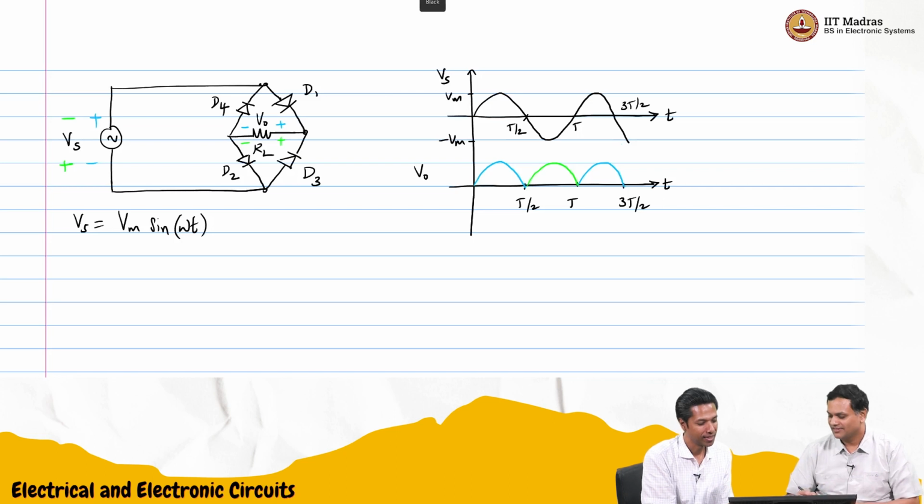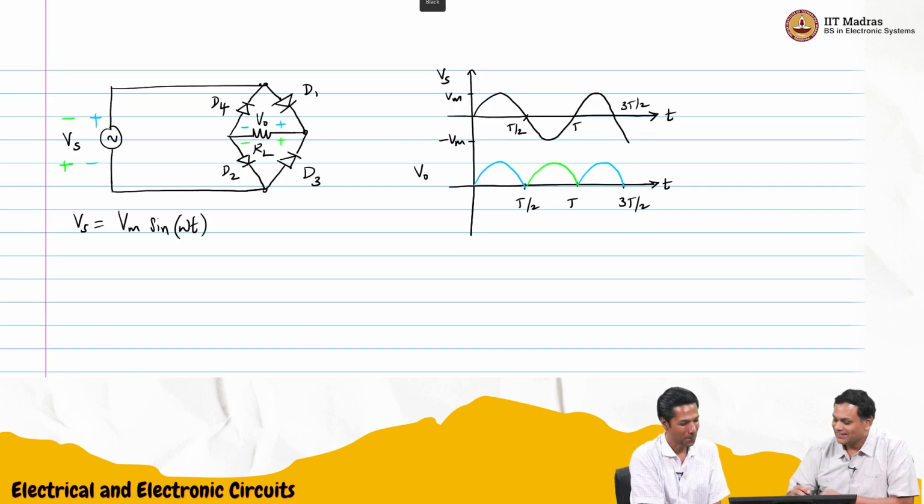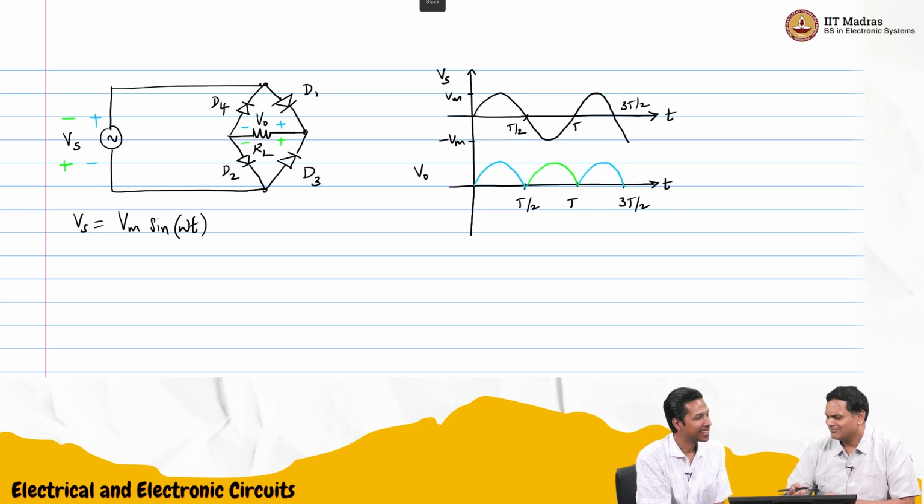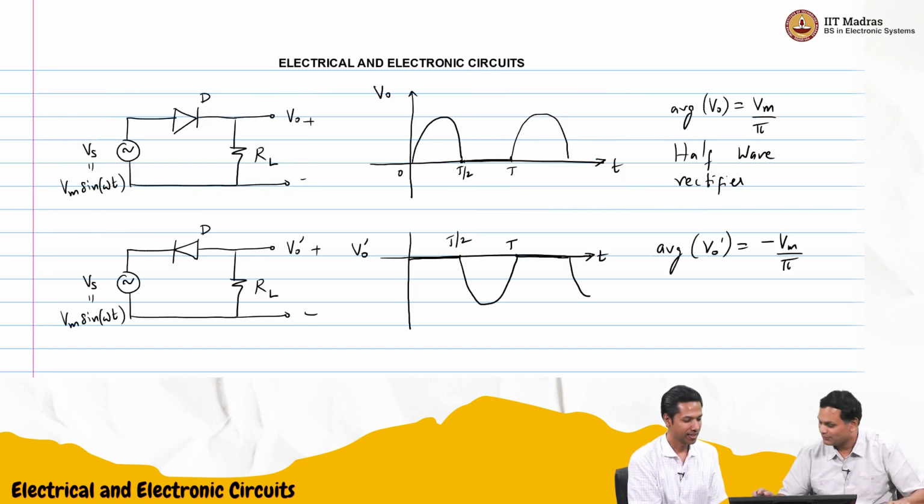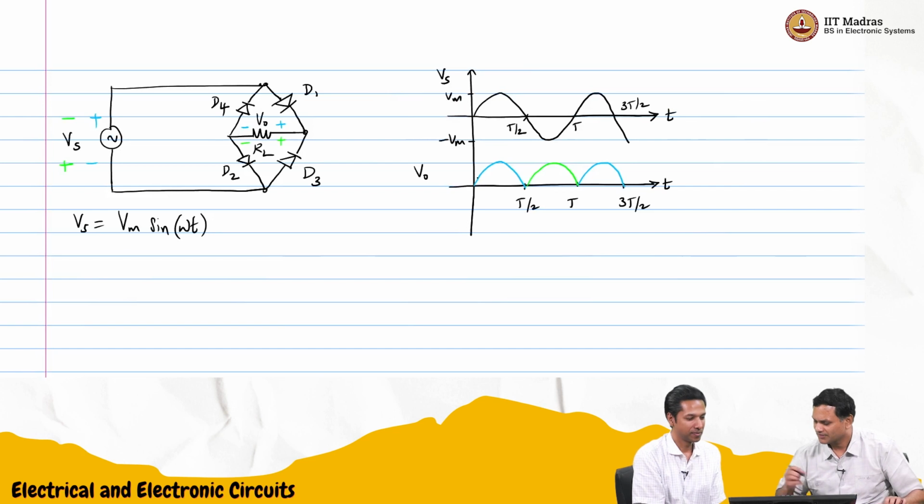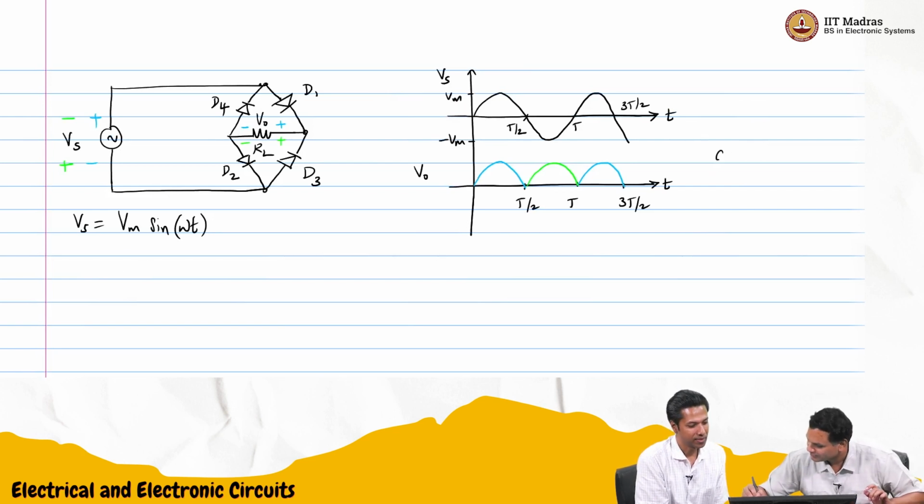I'm curious to know the average value. It may be straightforward, because we know the average value of half wave. The average value of half wave we said was Vm by pi. We had only half the cycle. Now if you have another half, it must be twice that. So then the average value of Vo, we'll just note it here.